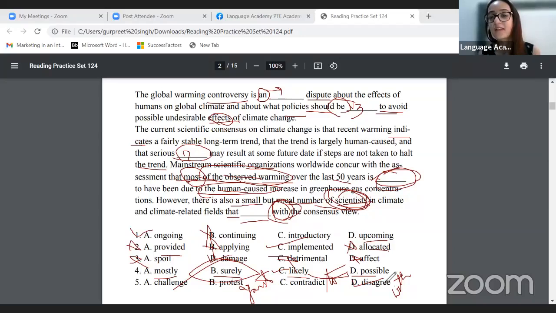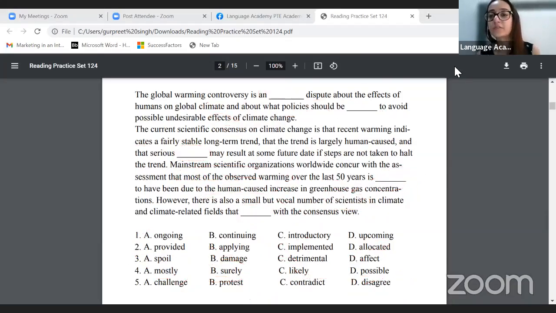Why have we selected likely, Prabjot? What reason did I give for selecting likely and not possible? That likely is more academic. Yeah. Okay, any other confusions in this question, anybody?